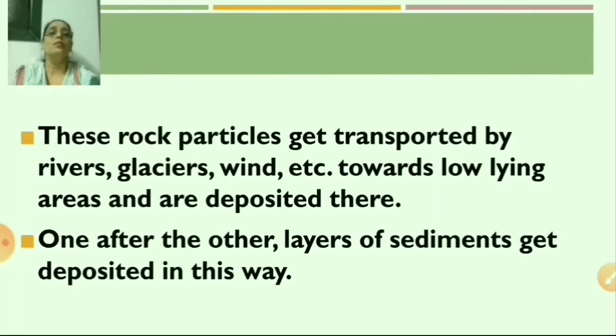So students, these rock particles get carried by rivers, glaciers, winds, etc. towards low-lying areas and are placed there. One after the other, layers of sediments get placed in this way.